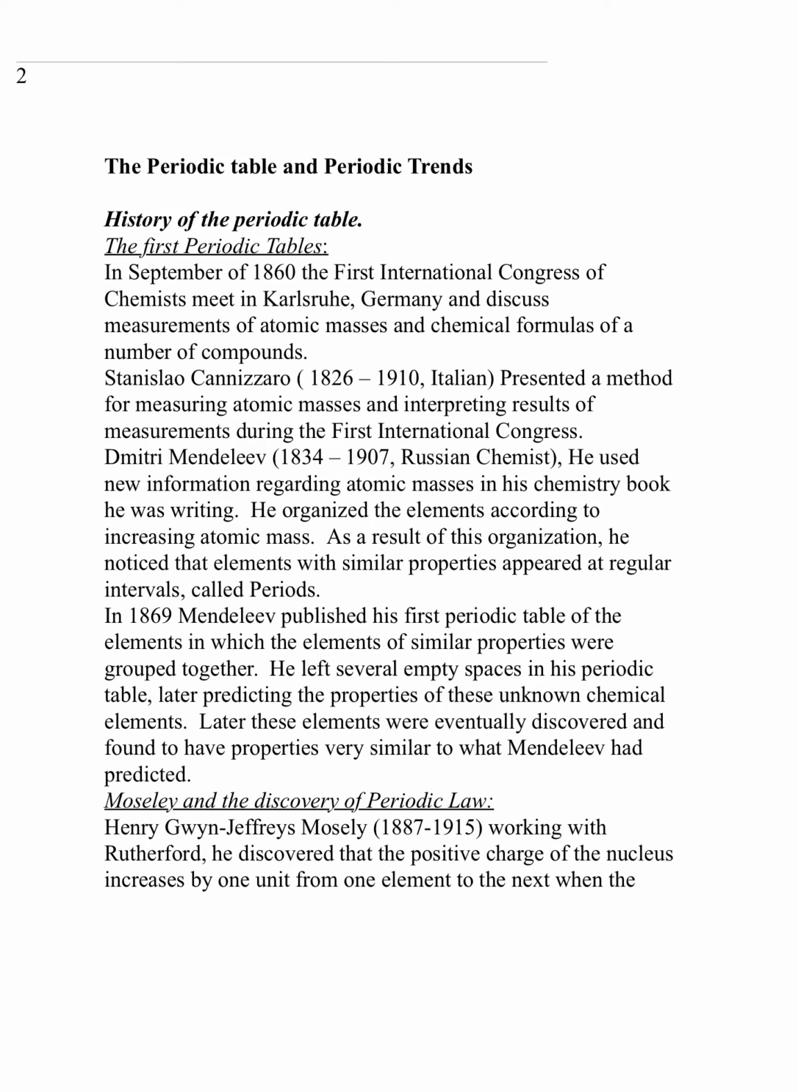Unit 5, the periodic table and the periodic trends. So we first start talking about the history of the periodic table. In 1860, they had the first International Congress of Chemists, and they met in Karlsruhe, Germany. And they talked about measurements of atoms, their masses, and their chemical formulas.